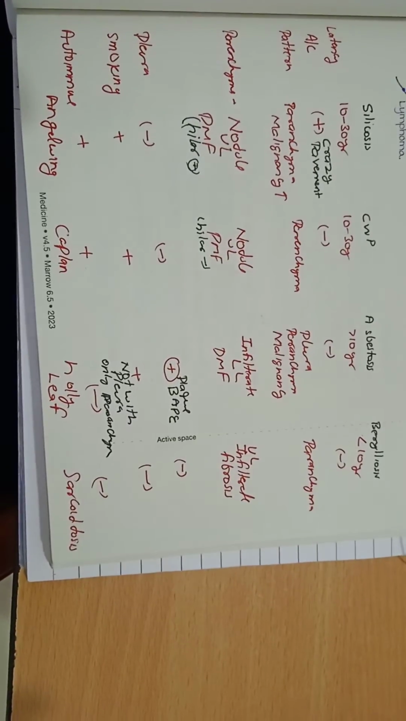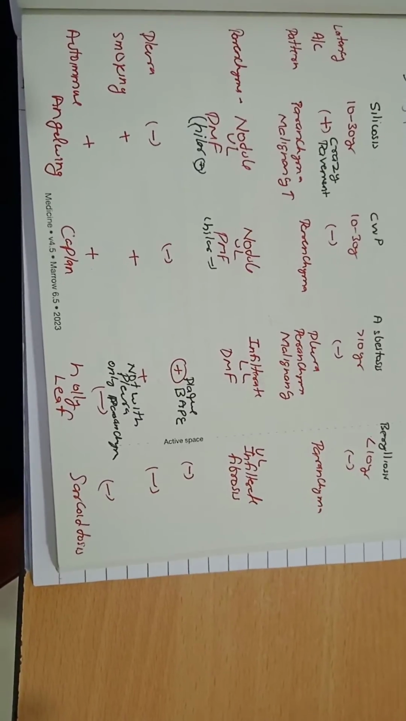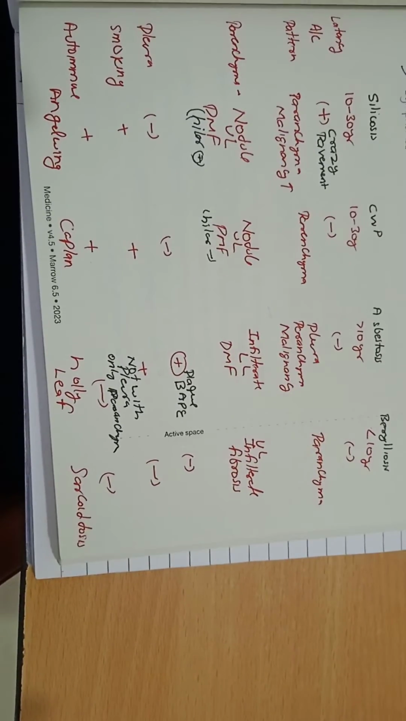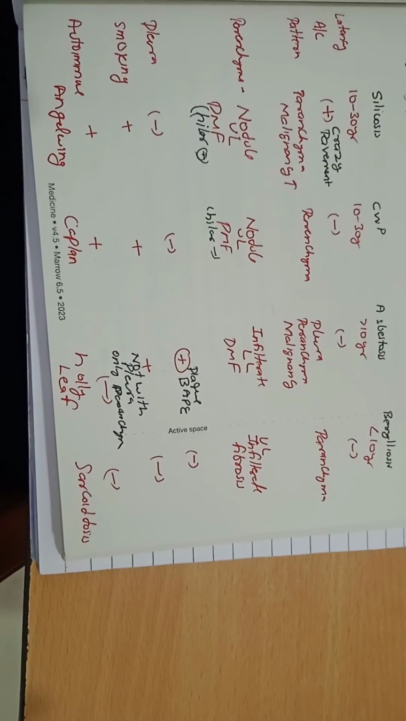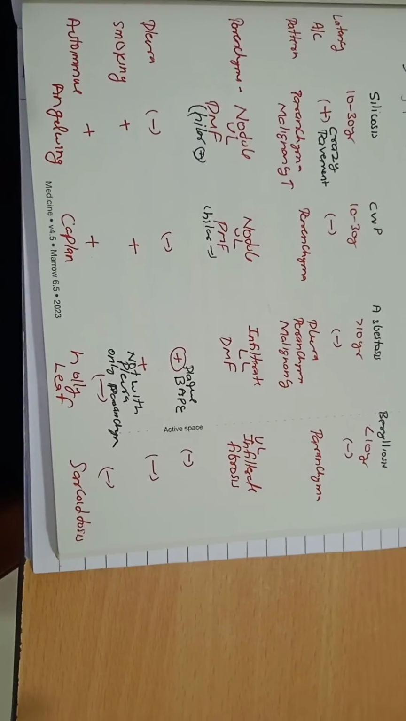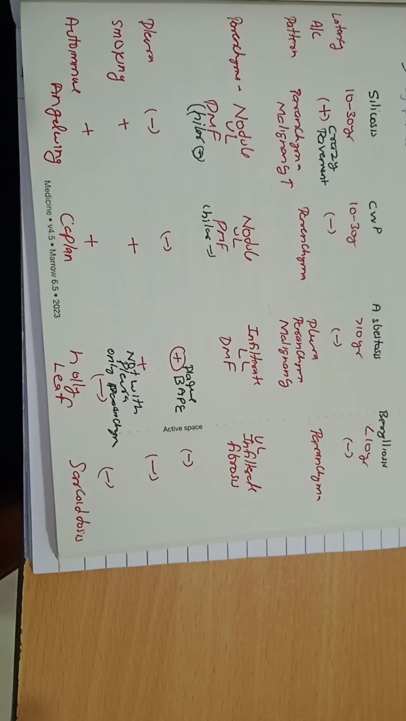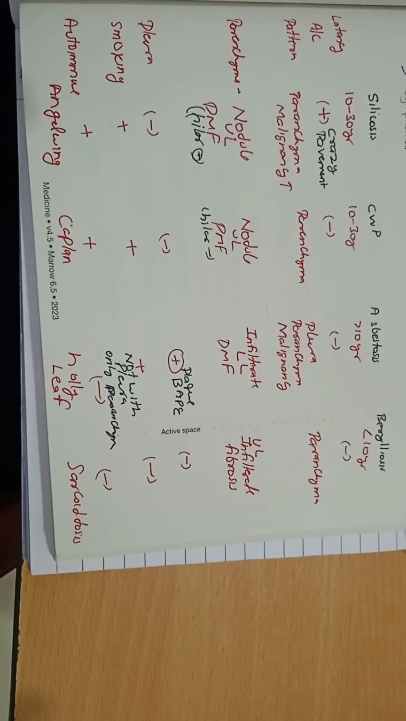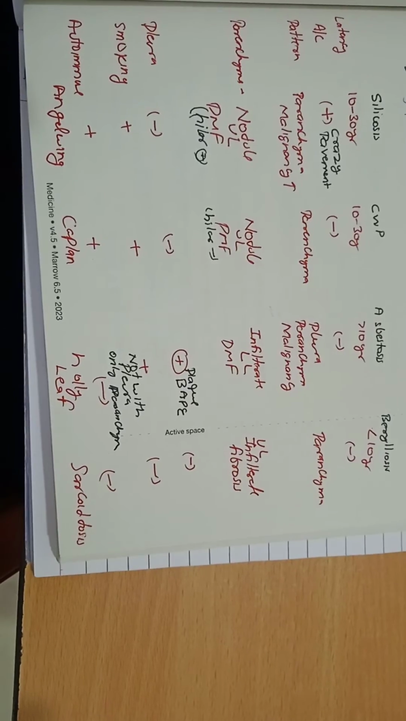Smoking is associated with silicosis and coal worker pneumoconiosis, and in asbestosis only parenchymal and malignancy are associated. In pleura it is not associated, and it is also not associated in berylliosis. Autoimmune association is only seen in silicosis and coal worker pneumoconiosis.